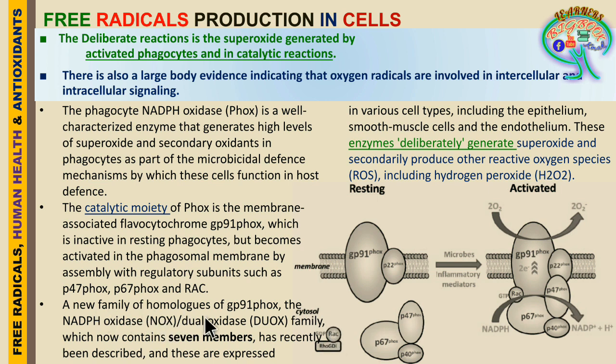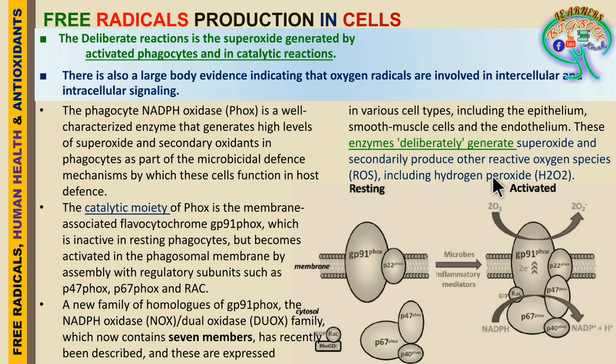Here there is one more: a new family of homologues of GP91 FOX, the NADPH oxidase, dual oxidase. It can be the NADPH oxidase NOX or dual oxidase family, which now contains 7 members. So here the complete complex is the family. It has recently been described, and these are expressed in various cell types.